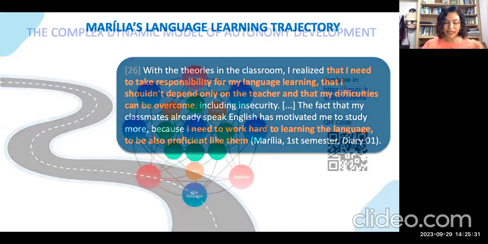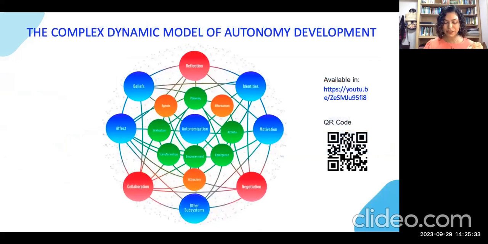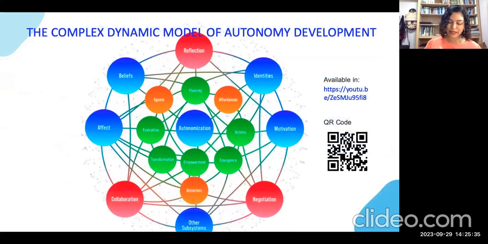So relating this experience to the CDMA, the most evident interactions in Marília's system at this moment of dynamism in autonomy trajectory are her reflection, her learner identity, her motivation, different affordances used, among others.